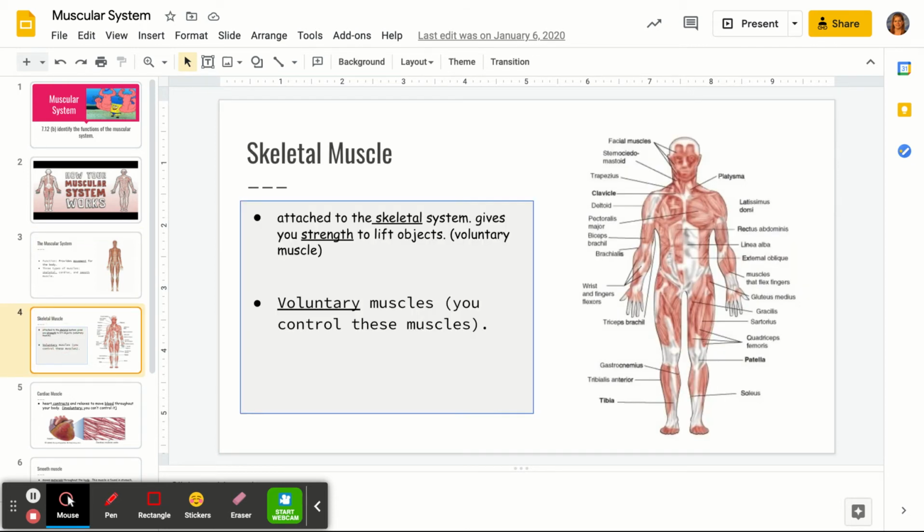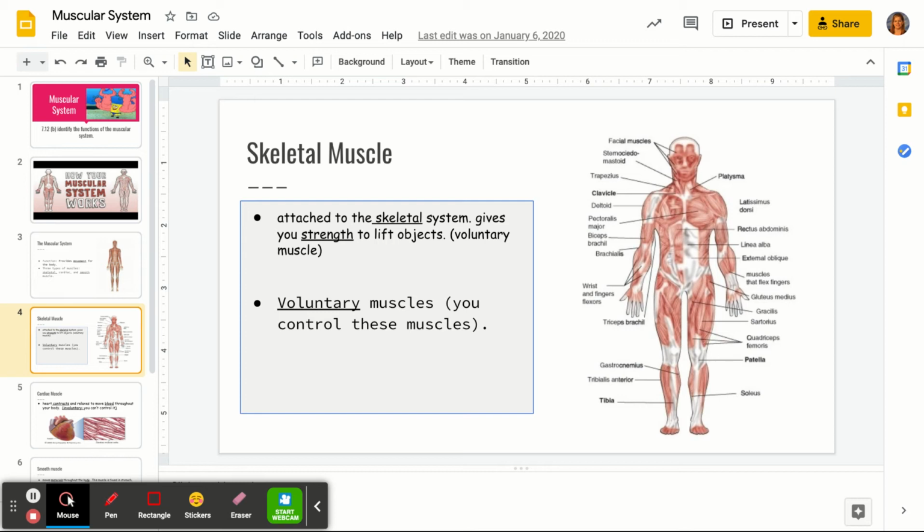The skeletal muscle is attached to the skeletal system. It gives you strength to lift objects, and this is voluntary. What does a voluntary muscle mean? It means that you control this. You're able to speak. You're using the muscles in your mouth to speak, and you're choosing to speak. So that means it's voluntary.